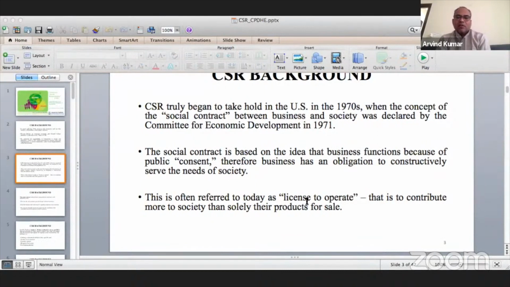Then it is often referred to today as a license to operate, that is, to contribute more to society than solely their products for sale. This is a very meaningful statement. It's not only confined to the business operation. Almost everyone in this room is from a commerce and management background. One of the focal areas of commerce and management is sales, because ultimately revenue comes from the sales function, but it does not mean that we are ignoring the social aspect, which is the responsibility of corporate social responsibility.